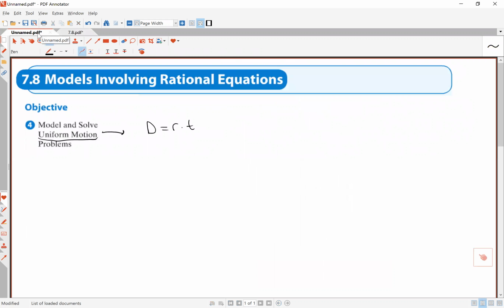This concludes the video on 7.8, Models Involving Rational Equations, Objective 4, Model and Solve Uniform Motion Problems.